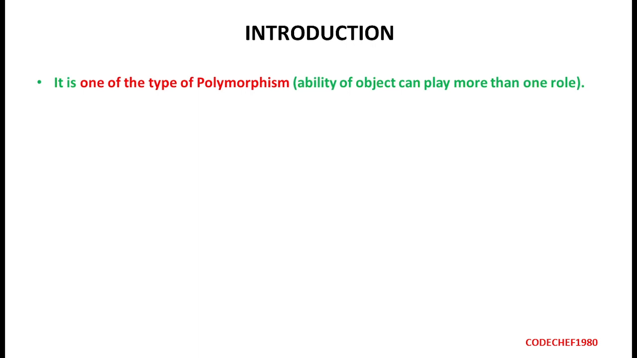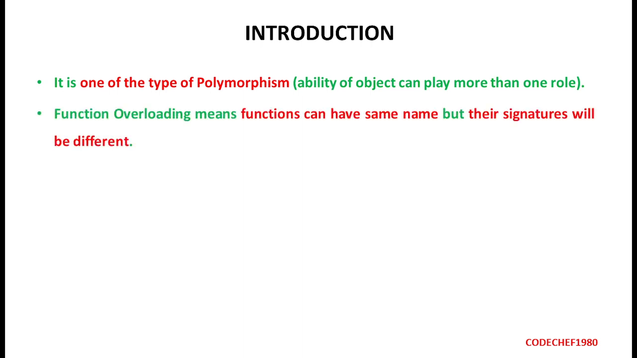So what is the exact meaning of function overloading? Actually, it is one of the types of polymorphism, a concept that was already discussed under object-oriented programming concepts. So, what is meant by polymorphism? It is the ability of objects to play more than one role in different scenarios, or we can say in different situations. So function overloading is a type of polymorphism.